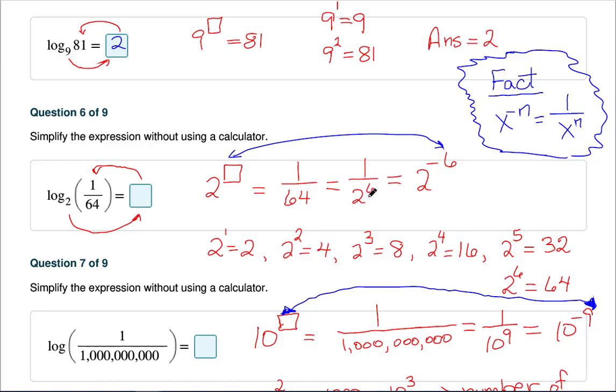But we need to remember a fact about exponents, and that is x to a negative exponent simply means 1 over x to that power. So 1 over 2 to the 6th can be written as 2 raised to the minus 6. And so now if we compare the two ends, 2 raised to our unknown box equal to 2 raised to the minus 6, we see that the box has to be minus 6.